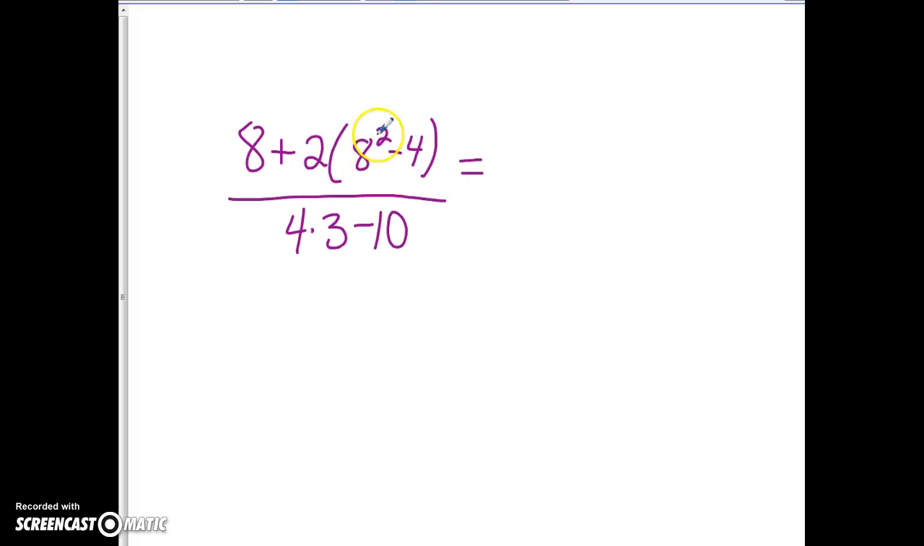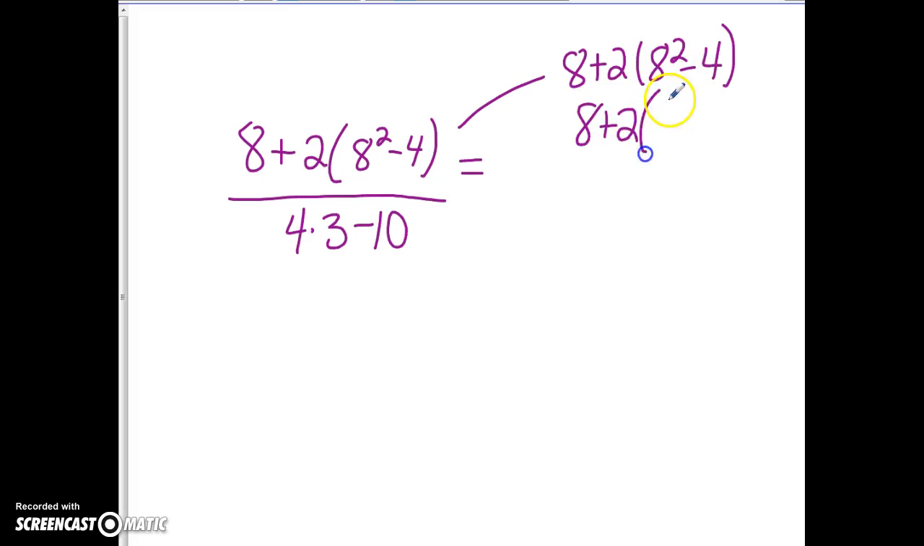Okay, so if I look at the numerator, let's actually just do this separately over here. Okay, so do I have any parentheses? Yes. And within the parentheses, I have 8 squared minus 4. So I have exponent and subtraction. So I'm going to do my exponent first. Okay, so 8 squared is 64. And then now subtraction. So 64 minus 4 is 60.